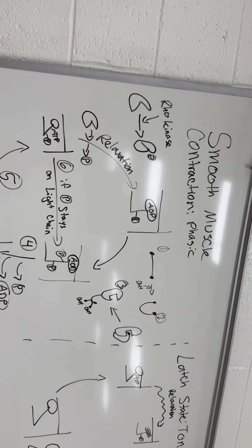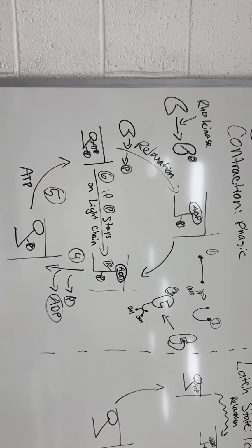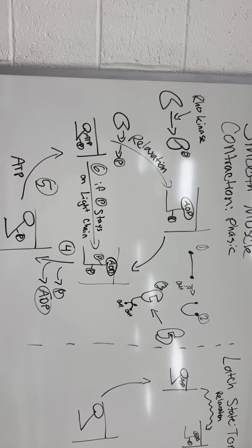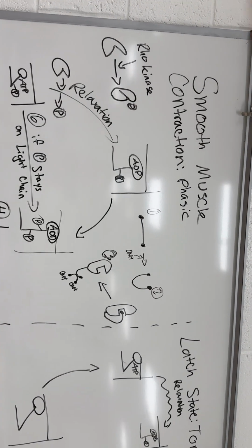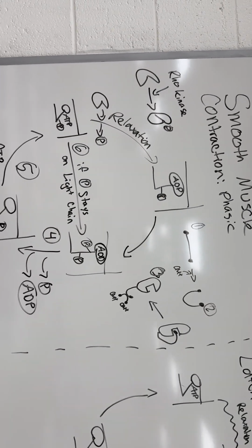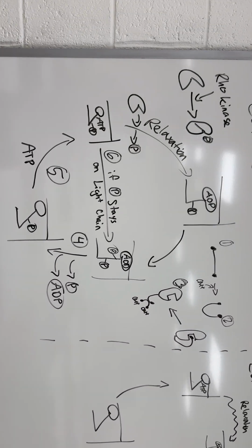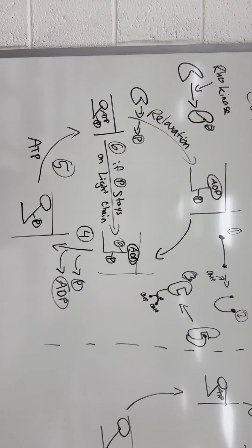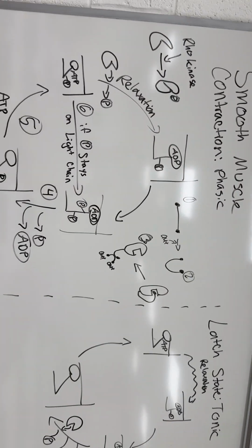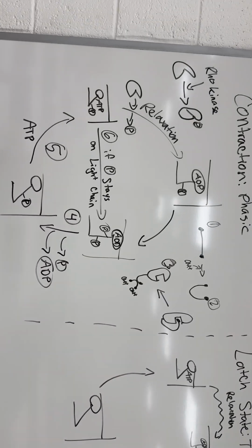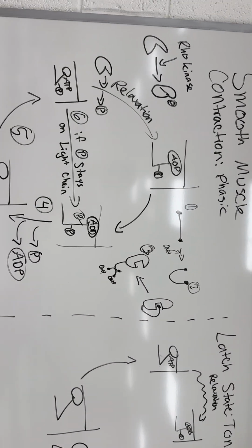So just by adding another phosphate to this myosin, we can push tropomyosin out of the way and then undergo our contraction. It all starts with the introduction of calcium. And in smooth muscle, this can happen in a variety of different ways. One of those ways is through a G protein coupled receptor, which is going to send a cell signal to the sarcoplasmic reticulum, which is going to release calcium from there.